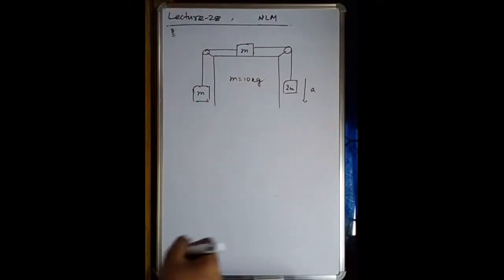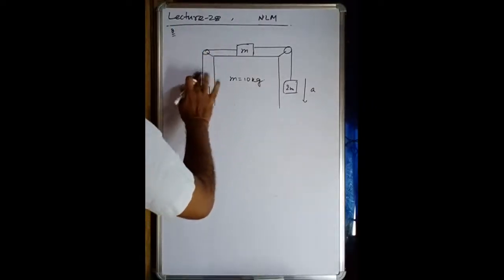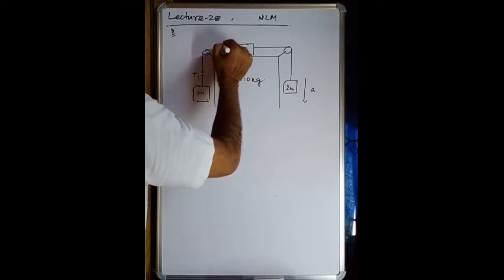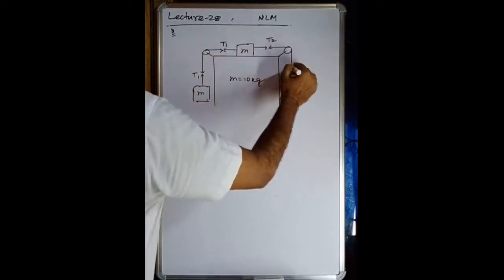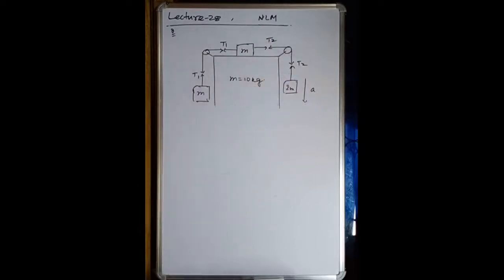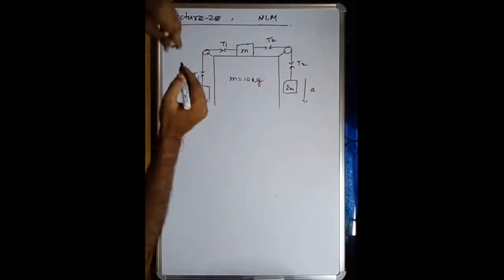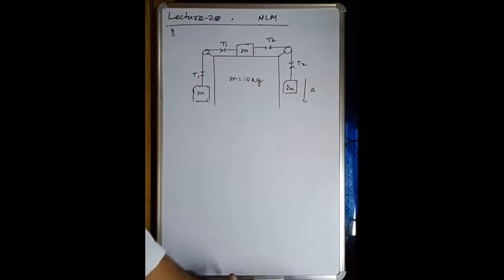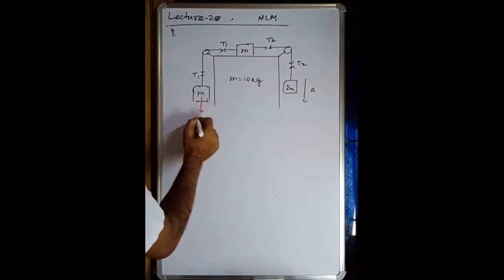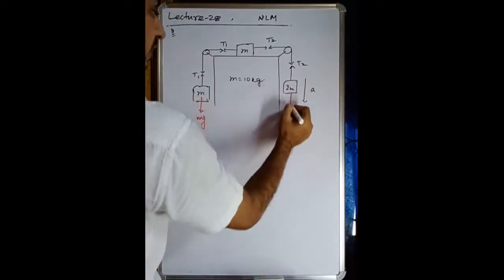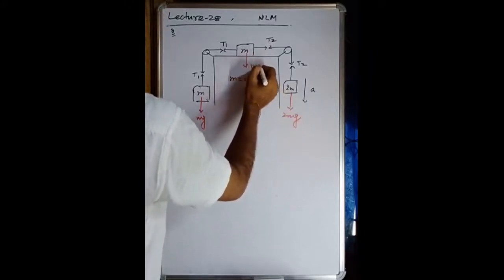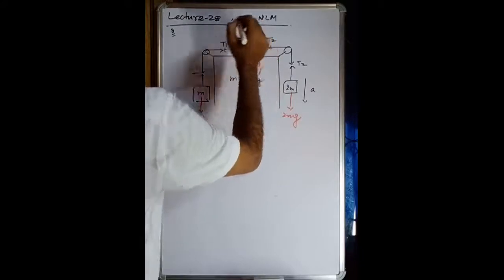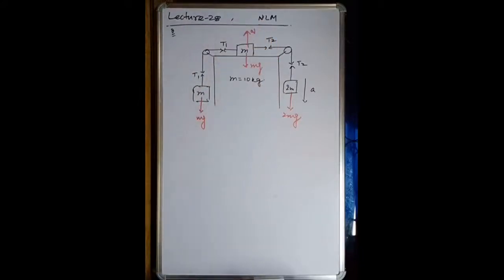Okay, now let me solve this question. Here the tension T1, T2, the weight, it is mg down. Here the weight, twice mg, here the weight mg, and the normal reaction N.